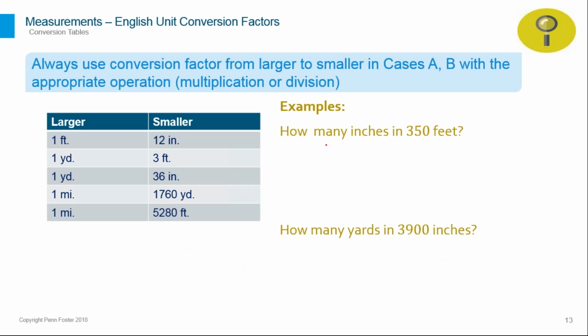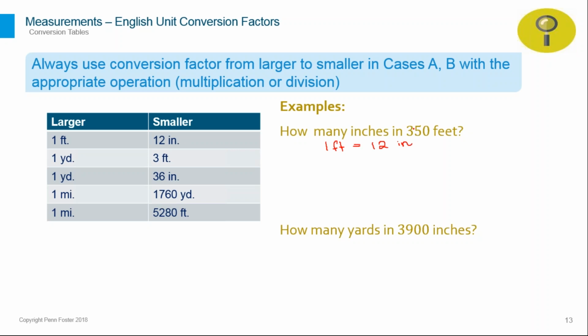How many inches in 350 feet? So first, I need to decide, what is the conversion factor? I'm looking at the relationship between feet and inches. Feet and inches. So I know 1 foot equals 12 inches.